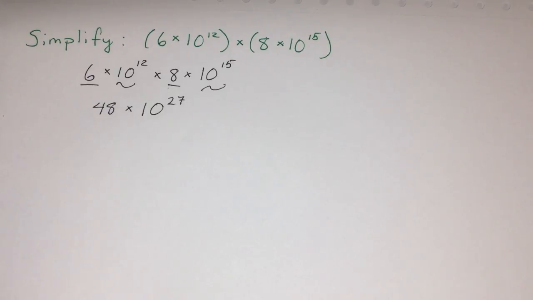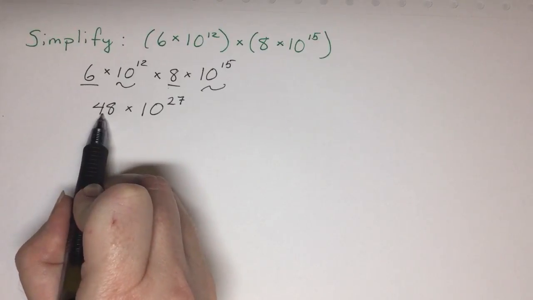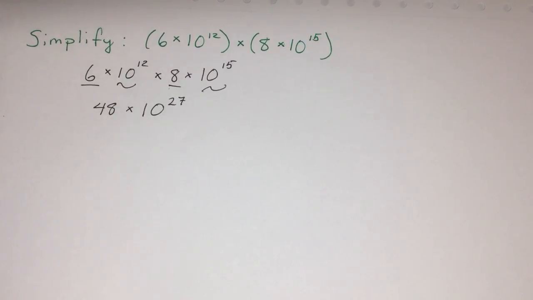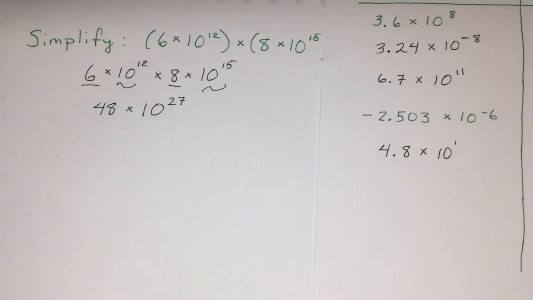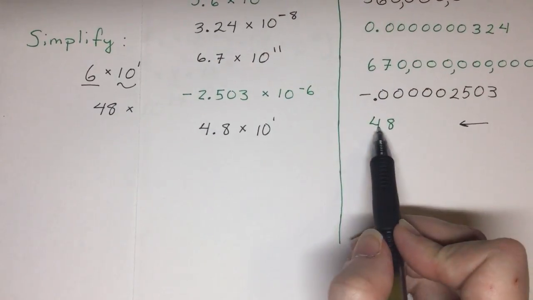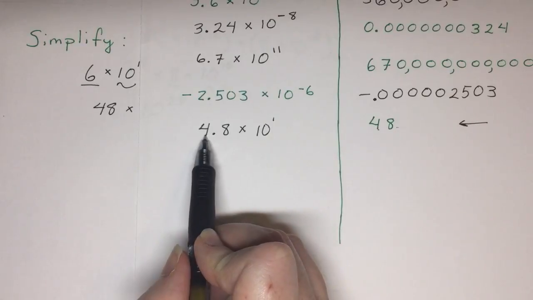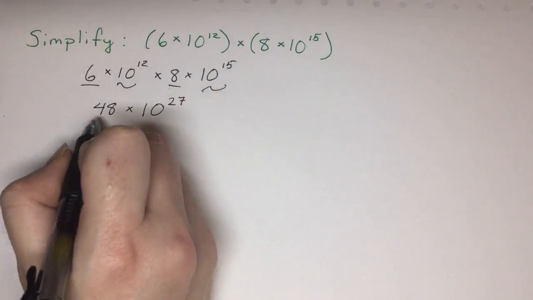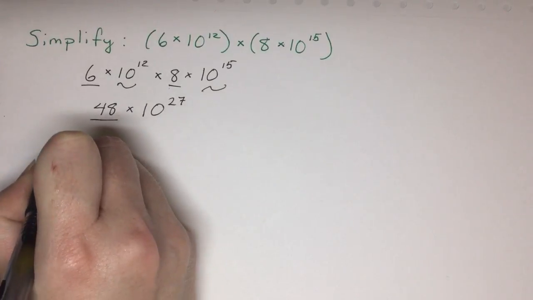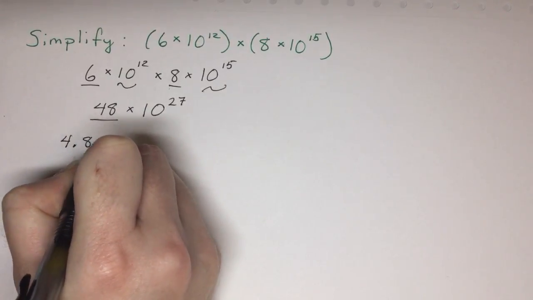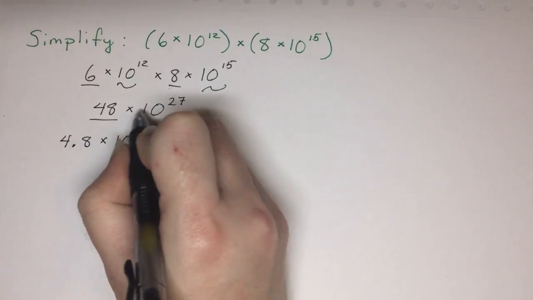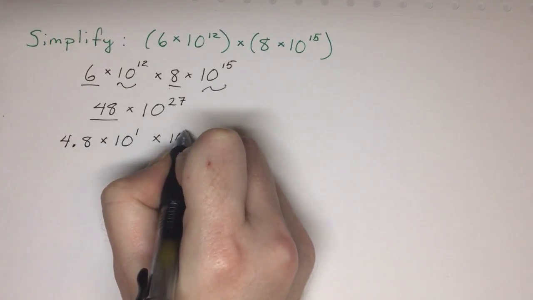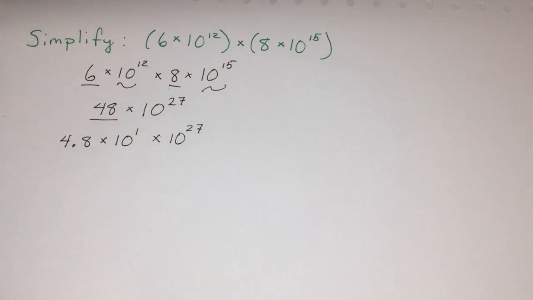But this number is not in scientific notation because 48 is not in scientific notation. But we've just done a little bit of review there. 48 in scientific notation is 4.8 times 10. So I can rewrite that 48 as 4.8 times 10 to the first. And then this 10 to the 27th is still tagging along.